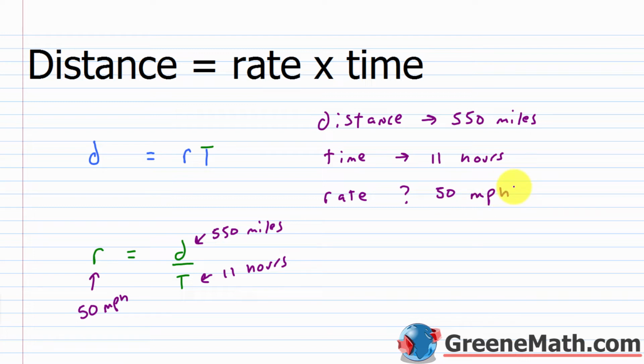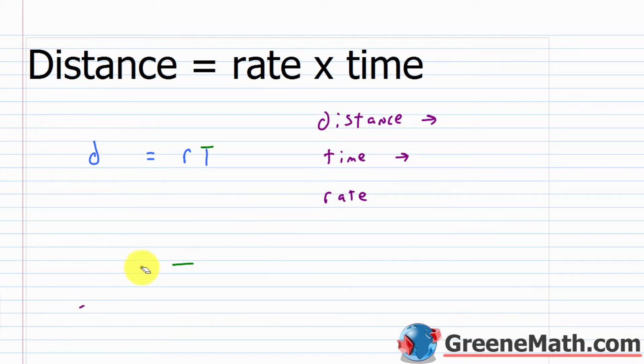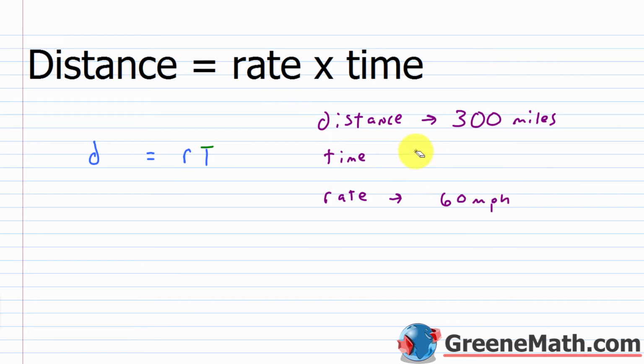Now let's say I gave you another scenario. Let's erase this real quick. Let's say I now gave you a distance of 300 miles. And let's say I gave you a rate of 60 miles per hour. And I asked you for a time. So now this is the unknown.